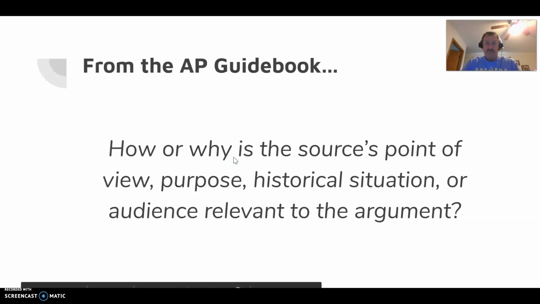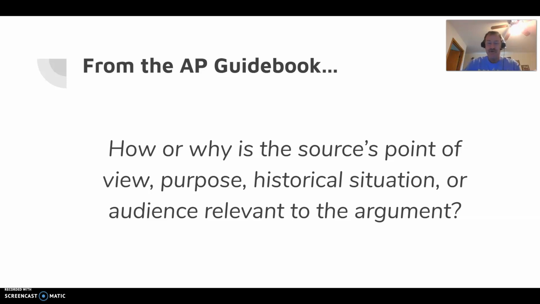So to begin with, I've taken some words from the AP Guidebook. I've taken, first off, their description of it. All right. How or why is the source's point of view, the source's purpose, the source's historical situation, or the source's audience relevant to the argument? So what they mean is, you have your document, you read your document. How is the source's information, the purpose, all those kinds of things I just read, relevant? How does who they are impact what they said or what they painted or what they wrote? So how or why is the source's point of view, purpose, historical situation, or audience relevant to the argument?